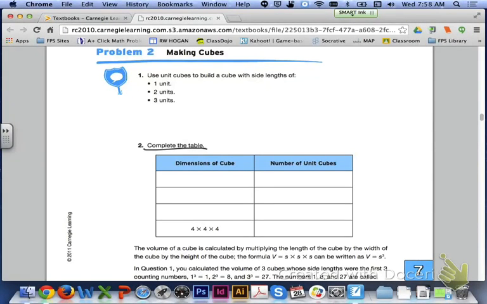If we take a look at problem 2 on page 479, now we will take a look at cubes. Problem 2 is set up very similar to the format of problem 1 as far as how you are going to be working through the problem. Let's take a look first at number 1. It says, use unit cubes to build a cube with side lengths of 1 unit, 2 units, and 3 units. So take a look at number 2 and go ahead and complete the table.